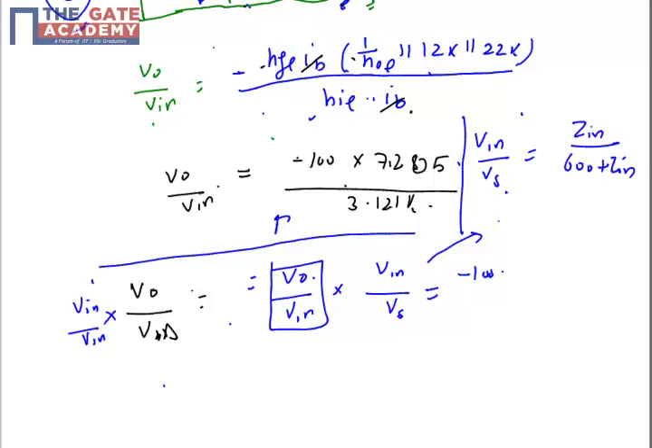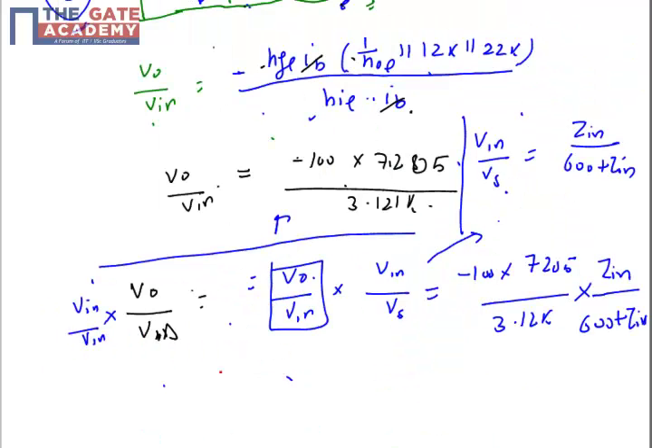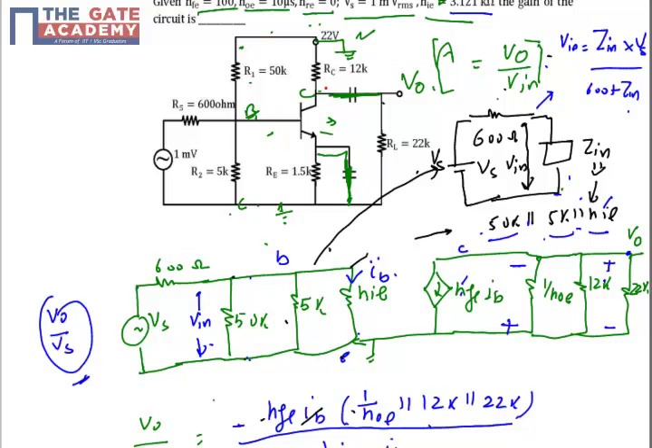That is minus 100 into 7205 upon 3.12k multiplied by Zin upon 600 plus Zin, where Zin is the parallel combination of these three resistors. Just put all these values and you will get your answer as 174.3. The voltage gain is 174.3. It's a fairly calculative question, but the important thing is that in small signal analysis, this is pretty much what we need to do every time.